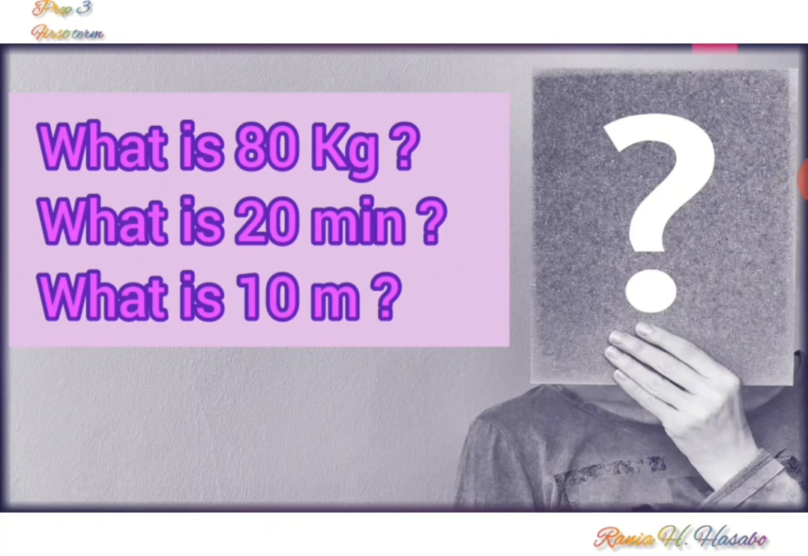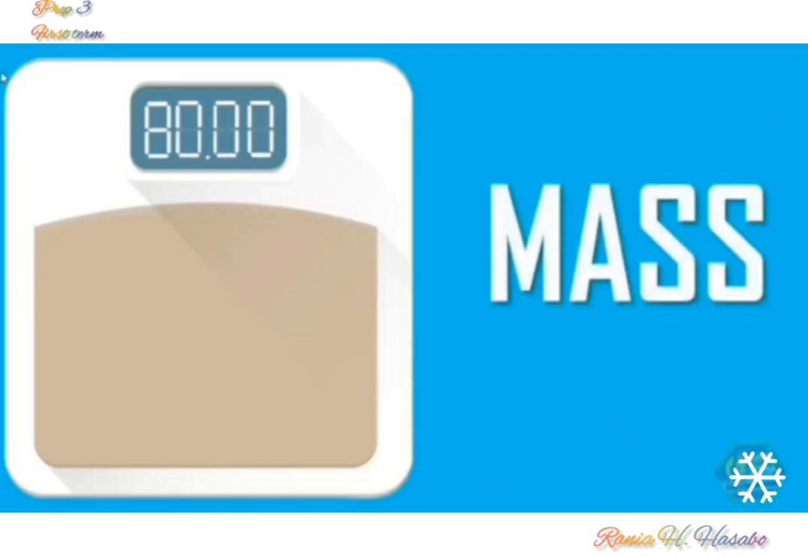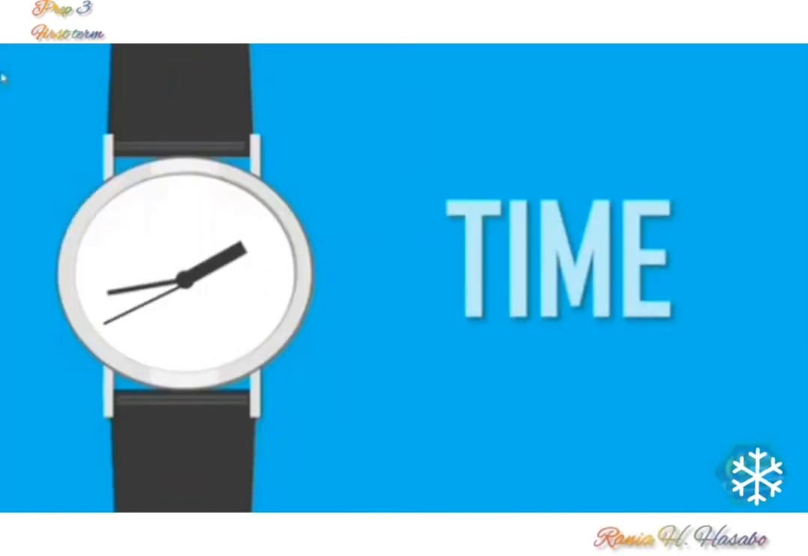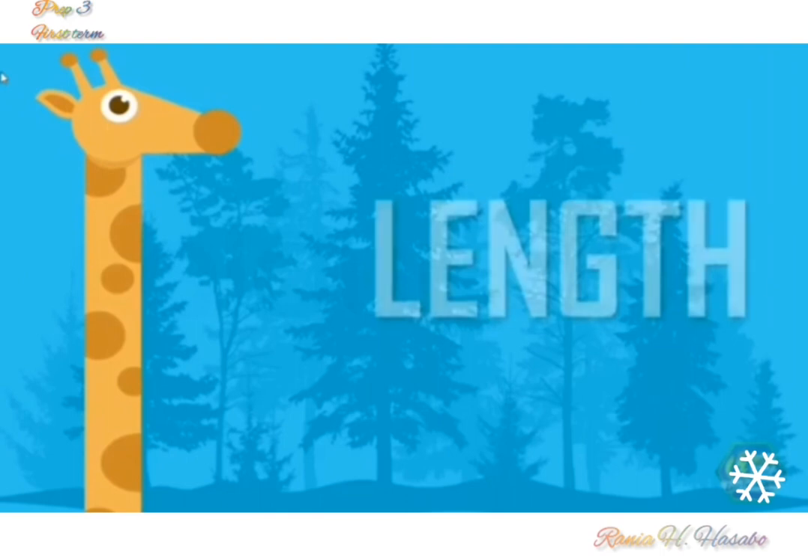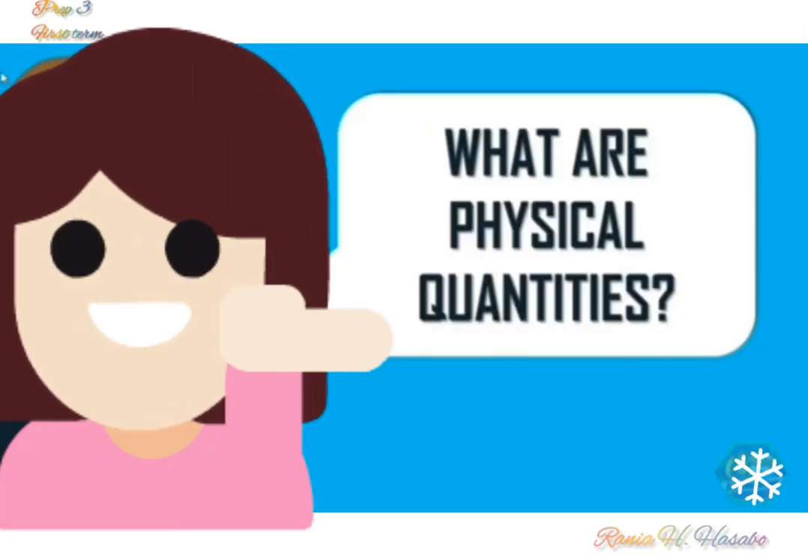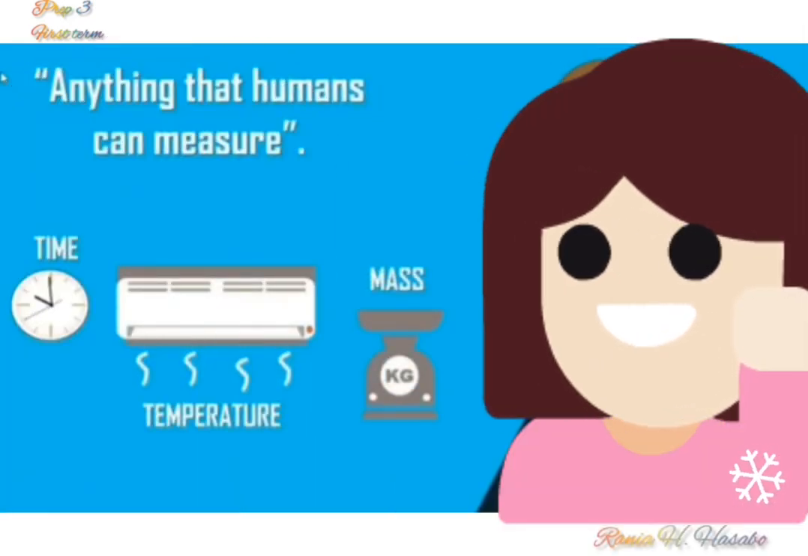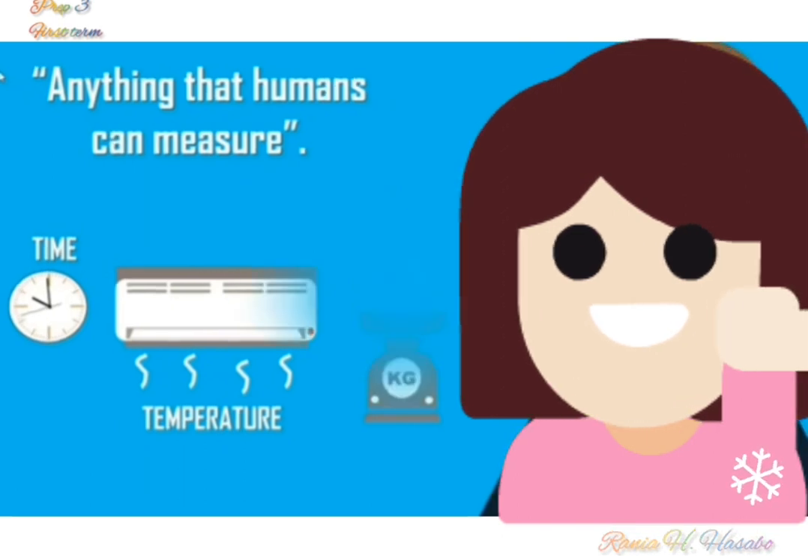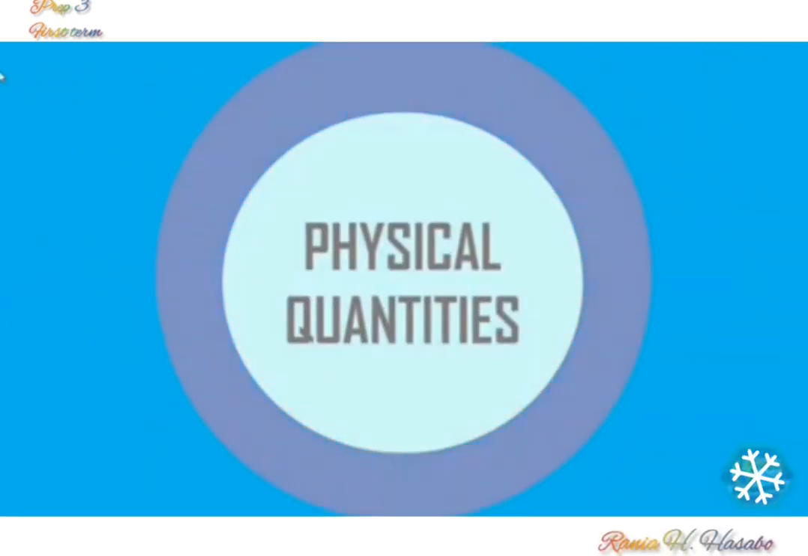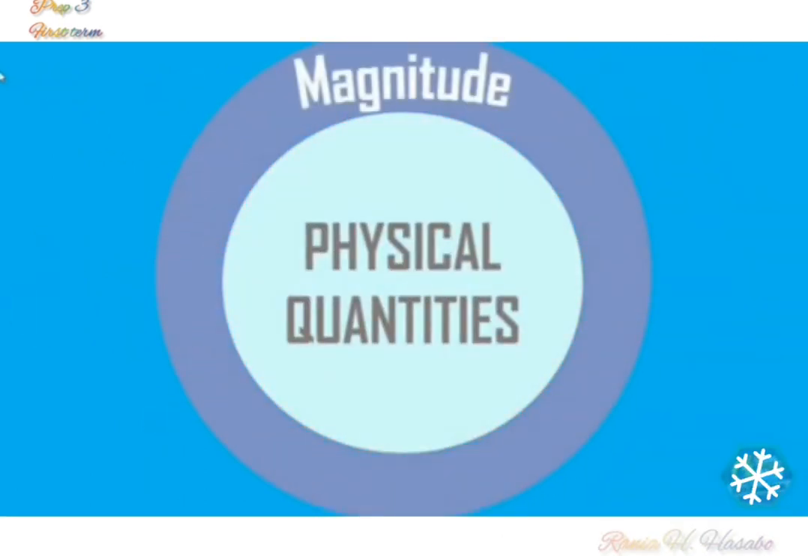Every day you deal with a lot of numbers, like 80 kilogram, 20 minutes, 10 meters. We have known 80 kilogram is mass, 20 minutes is time, 10 meters is length. The greatest part of physics is physical phenomena. Anything that the human can measure is considered as physical quantity. To identify the physical quantity, you must know its magnitude and measuring unit.